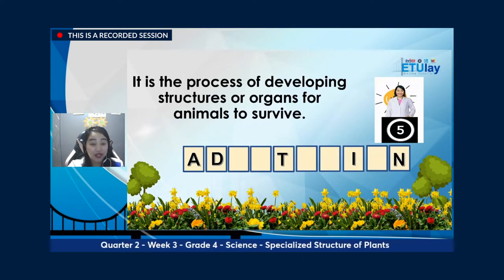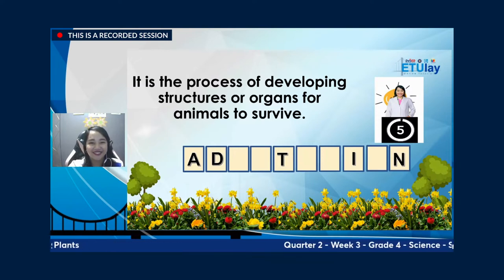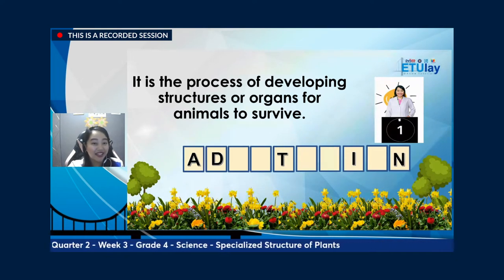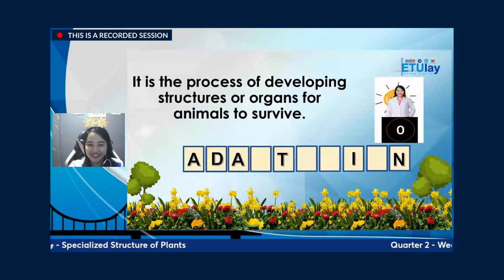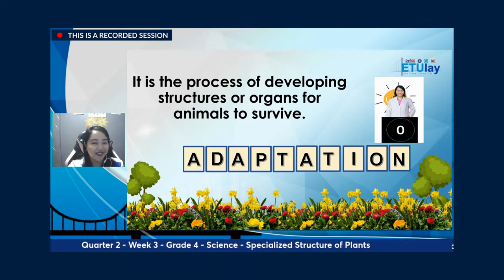It is the process of developing structures or organs for animals to survive. Your 5 seconds starts now. Okay, reveal na natin ang mga tamang letra. We have here letter A, P, A, O, and our last letter would be letter T. And the correct word is adaptation.